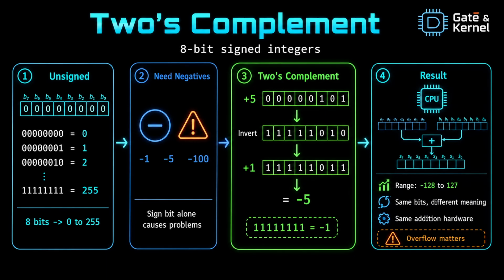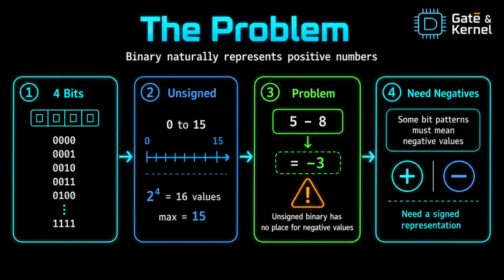Chapter 1. The problem: binary naturally represents positive numbers. Suppose we have 4 bits. There are 16 possible bit patterns, from 0000 through 1111. If we interpret them as unsigned integers, they represent 0 through 15. In general, n bits provide 2 to the power of n possible values. But ordinary unsigned binary gives us no negative numbers. If a computer calculates 5 minus 8, the result should be -3. So we need a rule that uses some binary patterns to represent negative values.